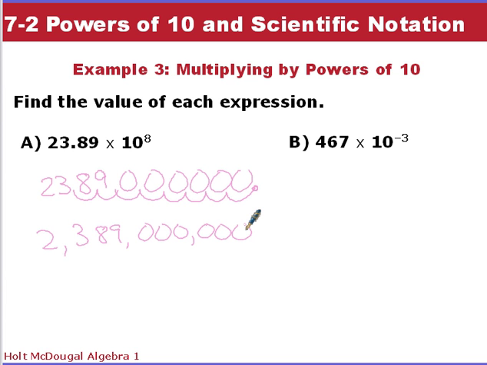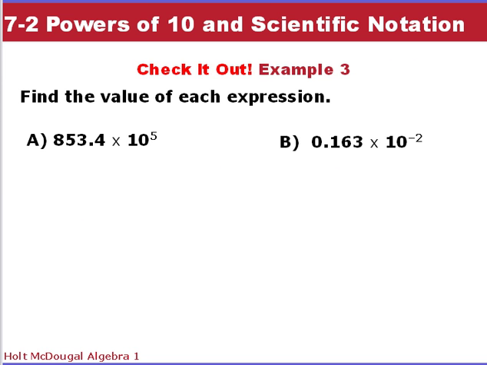For the next one, this is going to be smaller. So we'd have 467. Moving it this way, it's going to be 0.467. It's a smaller number there. Move the decimal 3 places to the left. And now it's your turn. Larger number, positive exponent. A negative number is going to be a smaller number there. It's going to get even smaller.